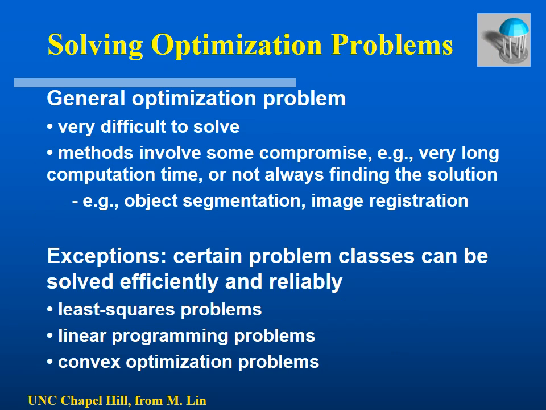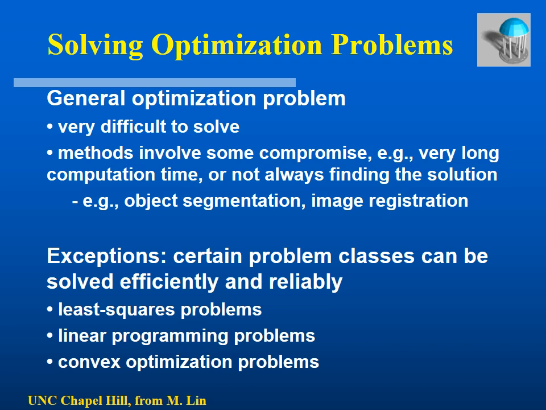Concerned with methods for solving them, for finding the optimum in question for a given problem with a given objective function and given constraints. But the general optimization problem for arbitrary f0 and f1 through fm is very difficult to solve. They may take extremely long computation time, or they may, if you limit the computation time, not always find the optimum that you're looking for.